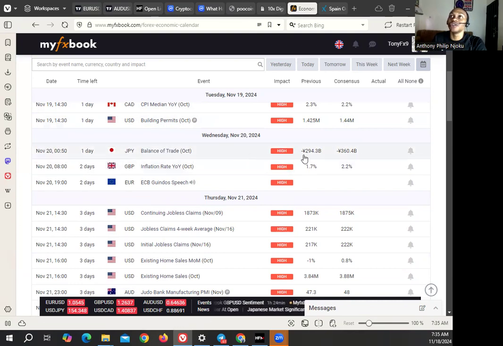Japan is known as a trade region for exports, massive exports. So over here, if we see a figure higher than minus 360.4 billion yen, then it's good for Japanese yen. But if we see a figure lower, it's bad for Japanese yen.